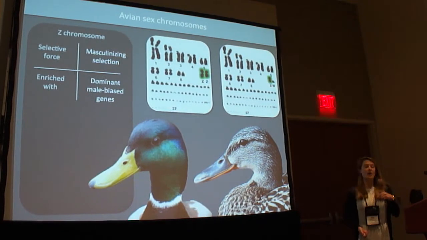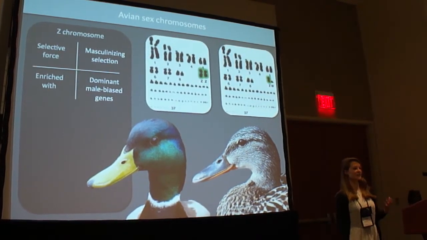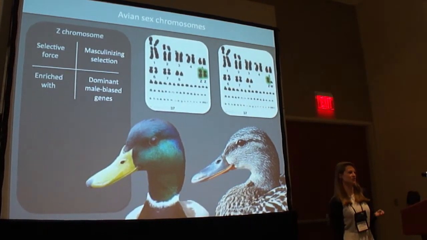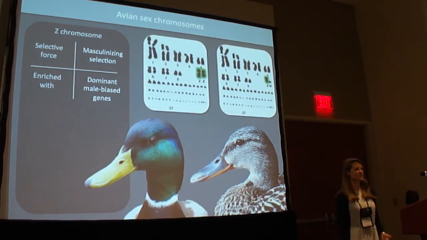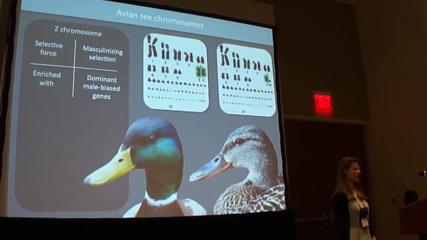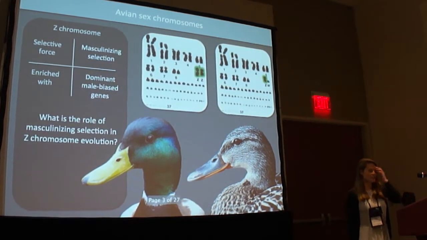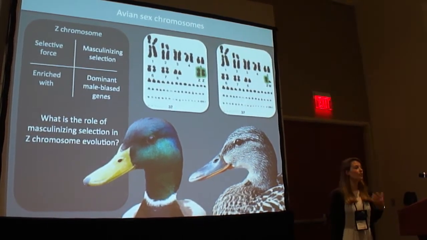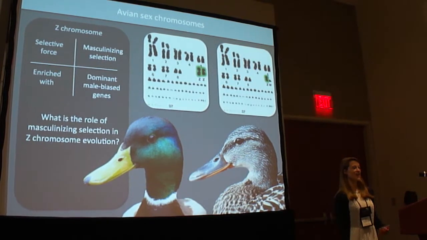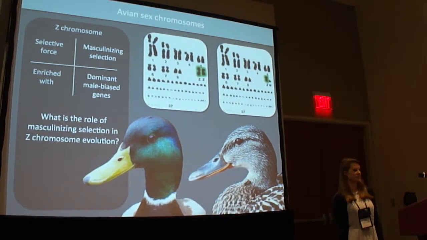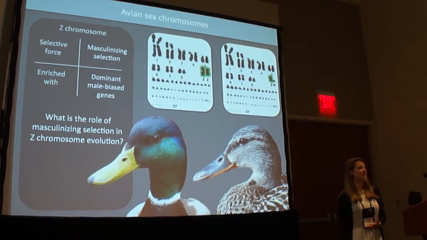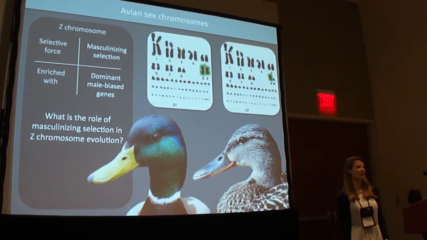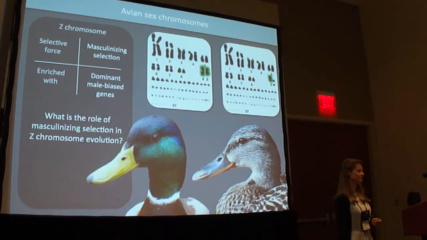And so typically, when sex chromosomes are sexualized, this has a dominant effect on gene expression. So we might expect an enrichment of male-biased genes on the Z chromosome. And so the question that I wanted to answer today was exactly what the role of this masculinizing selection has in Z chromosome evolution. Is the Z masculinized? And specifically, is this conserved across both short and long-term evolutionary timeframes?